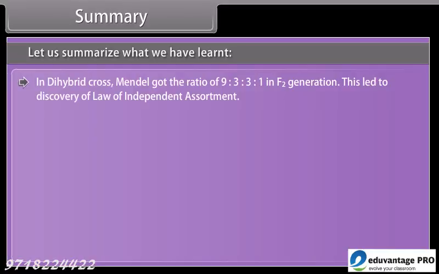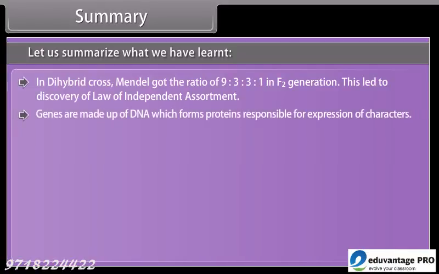In a dihybrid cross, Mendel got the ratio of 9:3:3:1 in the F2 generation. This led to the discovery of the law of independent assortment. Genes are made up of DNA, which forms proteins responsible for the expression of characters.